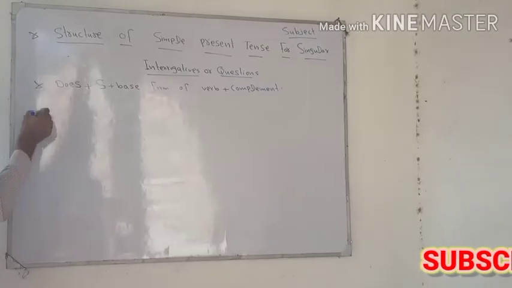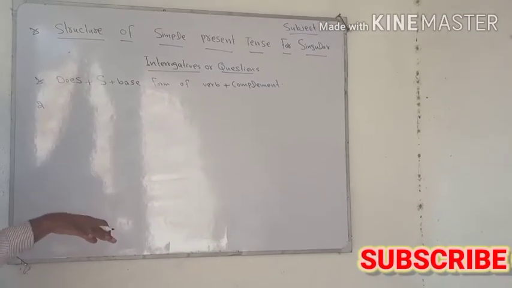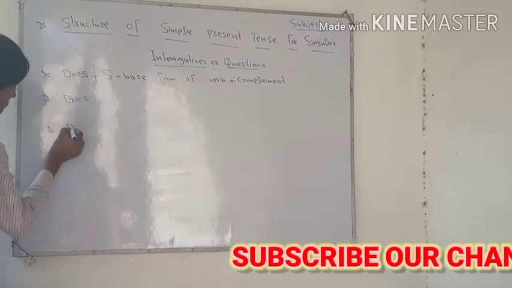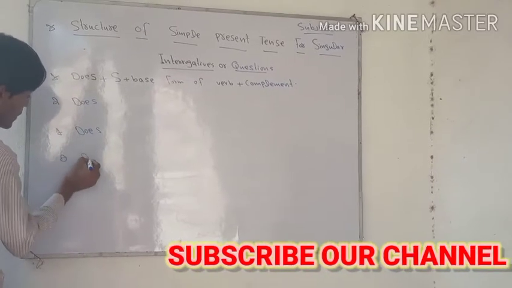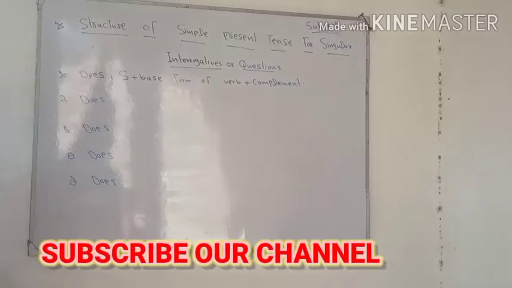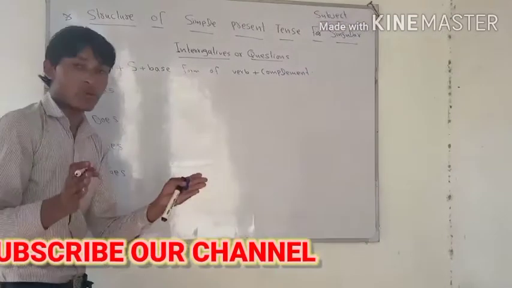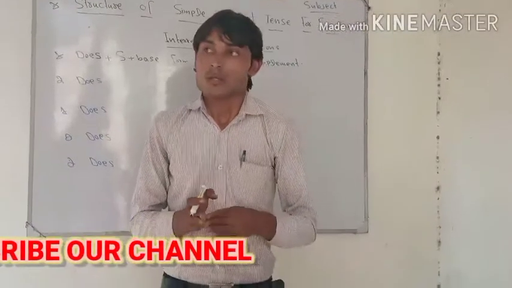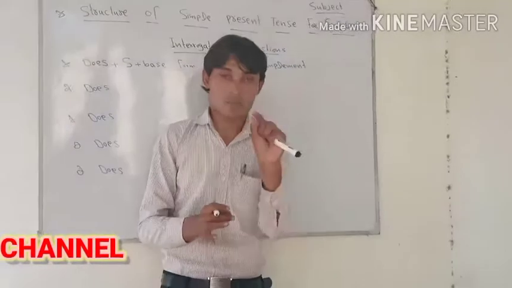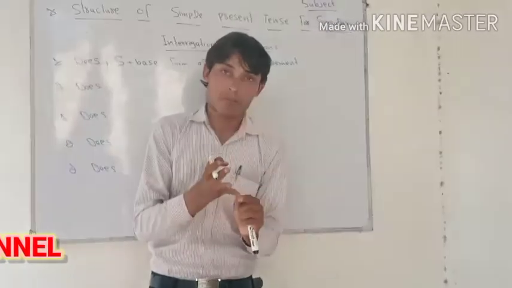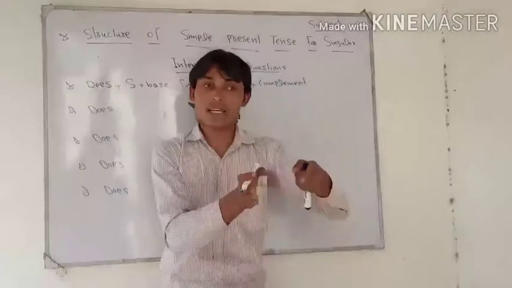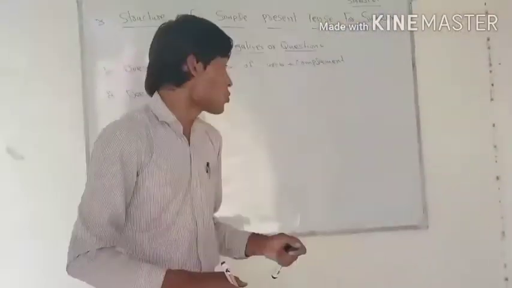So now what are the subjects? Before all singular subjects we need to add does, D-O-E-S. Now what are the singular subjects? Actually in English we have seven subject pronouns. The first one is the first person pronoun, which includes I and we, the second person includes you, and the third person includes he, she, it, and they. We will discuss them one by one in the next lecture as well. So let's talk about that.